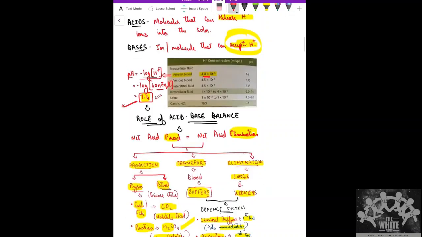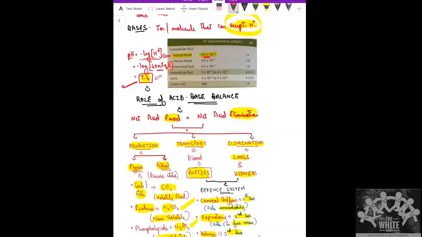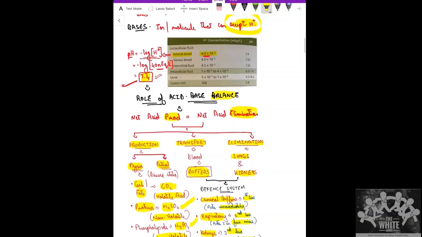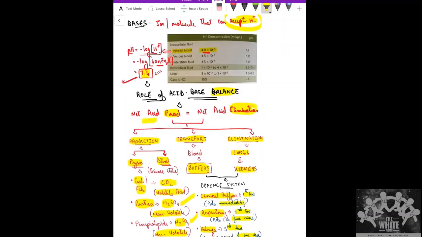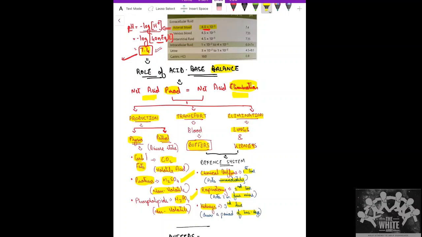So how is this normal pH maintained? By the acid-base balance system in our body. It can be maintained only when production equals elimination. How does this occur? This occurs at three places: firstly, production, then transportation, and then elimination.